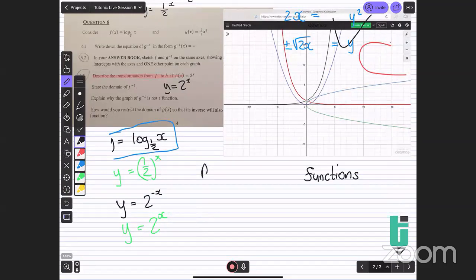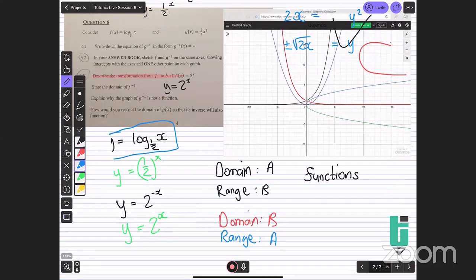Okay, so Mishka, do you agree that in the inverse function, the x's and the y's swap? Yeah, that's the whole point of inverse. So if the domain of a function is a and the range is b, then the domain of the inverse is just going to be b, and the range is going to be a because they swap. Does that make sense, Mishka? Yeah, it does. Thank you.